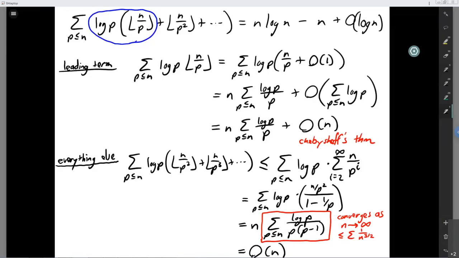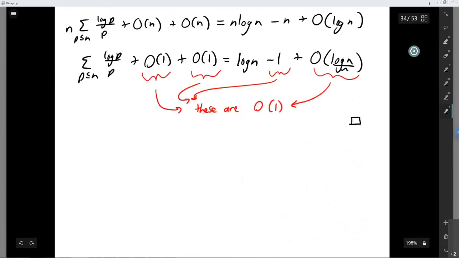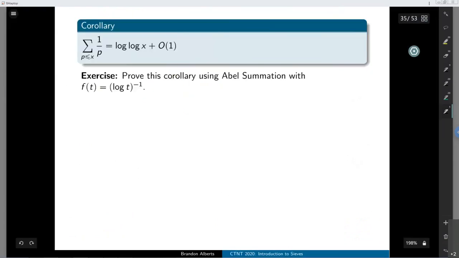All right. And so the last thing from this section is the harmonic prime series. We can use the result we just proved, that the sum of log p over p for p less than or equal to x is log x plus big O of 1, to prove that the sum of 1 over p for p less than or equal to x is log x plus big O of 1.